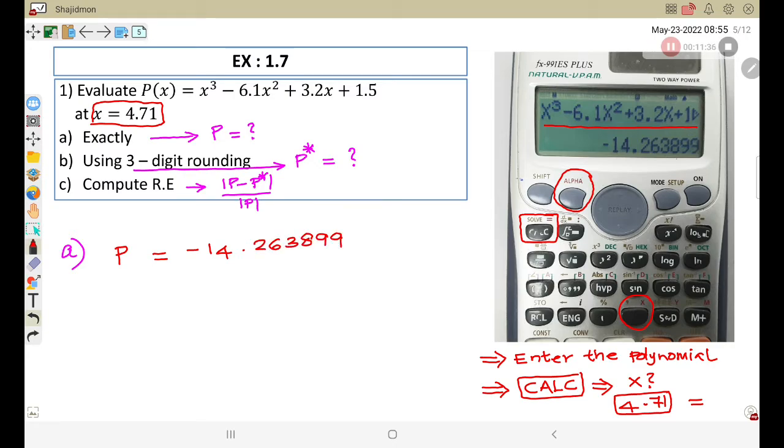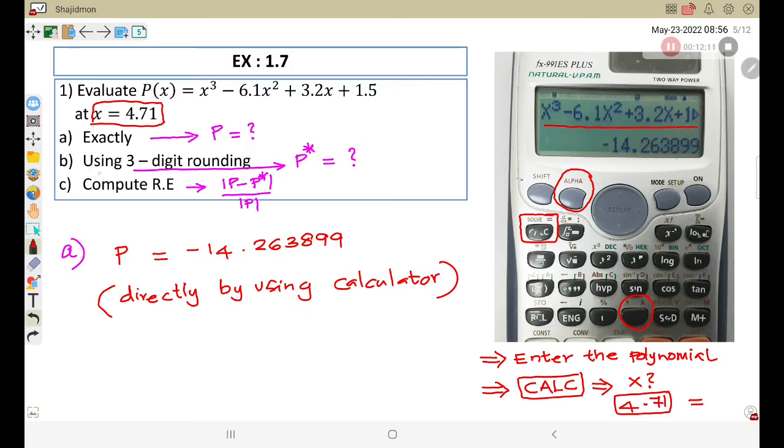14.263899. Okay, this is what we are calling the exact value, or we can do this directly by using the calculator, in one step. Enter the whole polynomial, press the calc button, apply the x number, so that you are getting the answer. So this is the A part of the question. How can we find the polynomial value exactly?